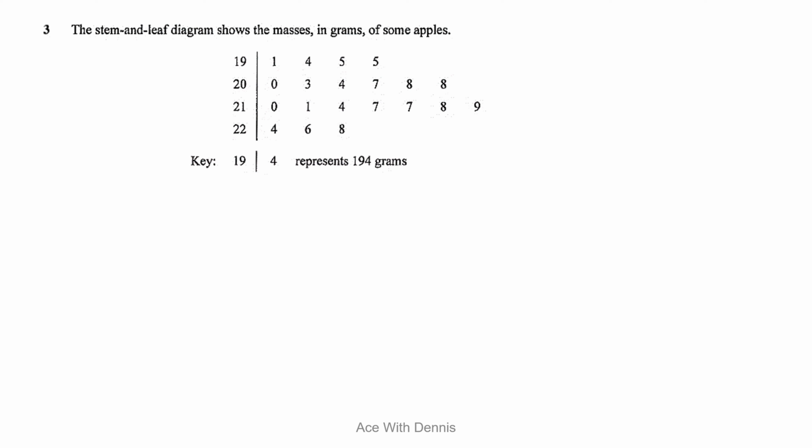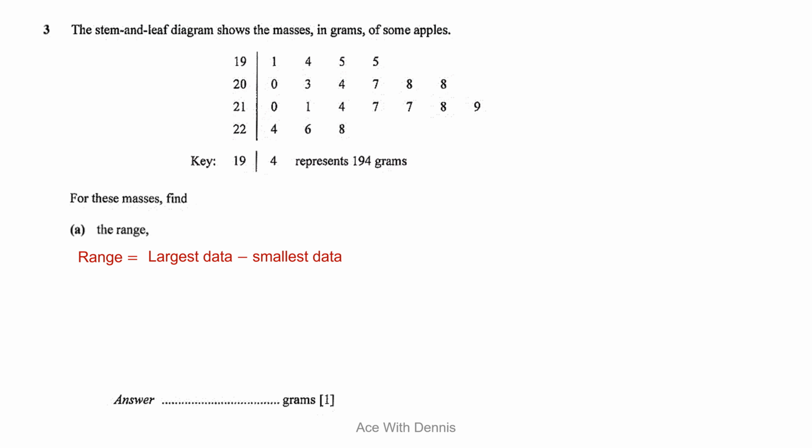Question 3. The stem and leaf diagram shows the masses in grams of some apples. For these masses, find A, the range. 1 mark. The range formula is the largest data minus the smallest data. This is the largest data, which is 228, and this is the smallest data, which is 191. Hence, the range will be 228 minus 191, and we will get 37. Therefore, the answer is 37.